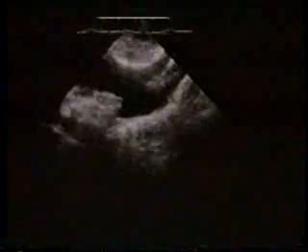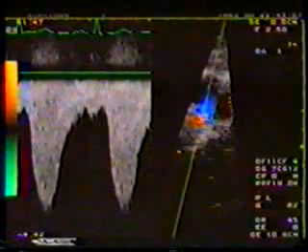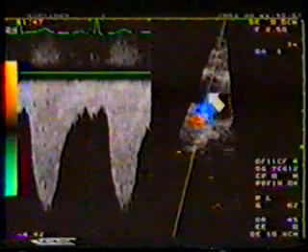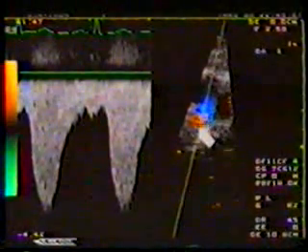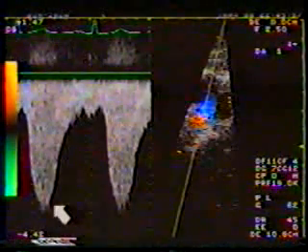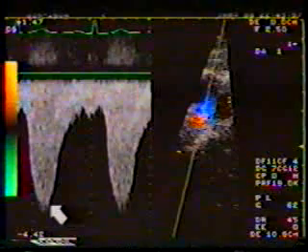In real time, the suboptimal quality image is clearly evident. We are now performing color-guided continuous wave Doppler interrogation along this pathway. Note the typical spectral profile.